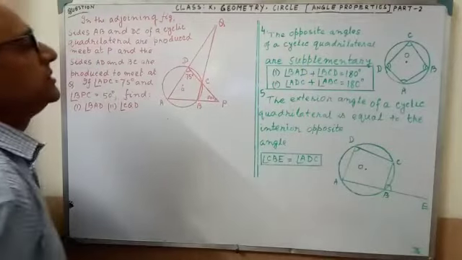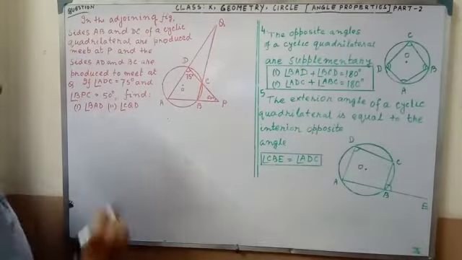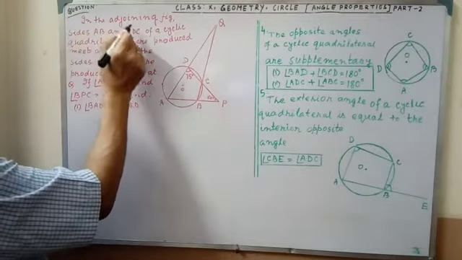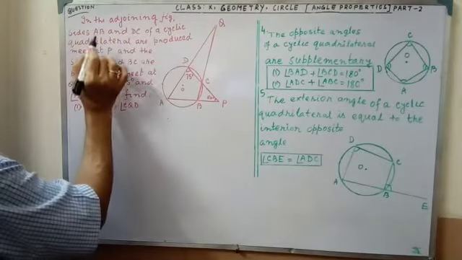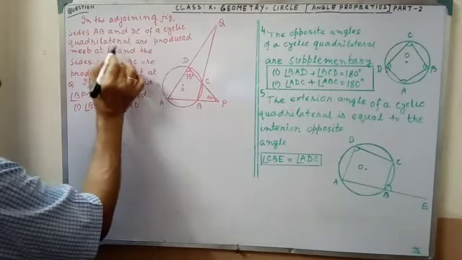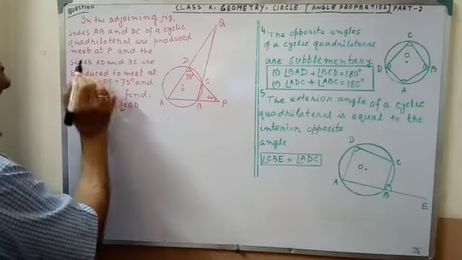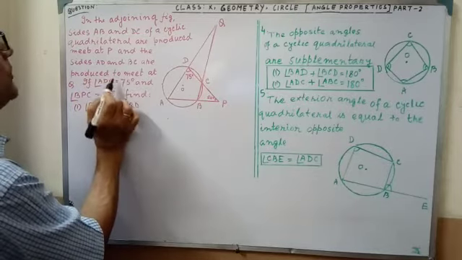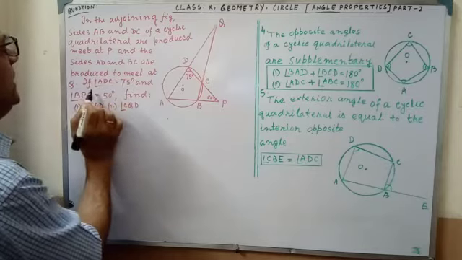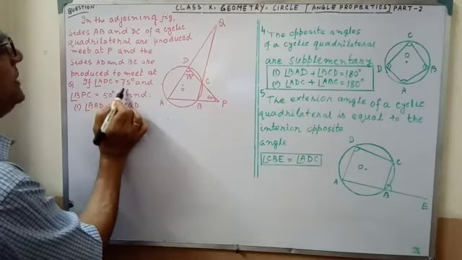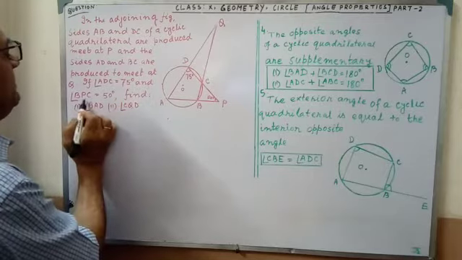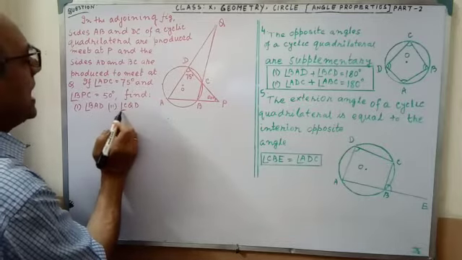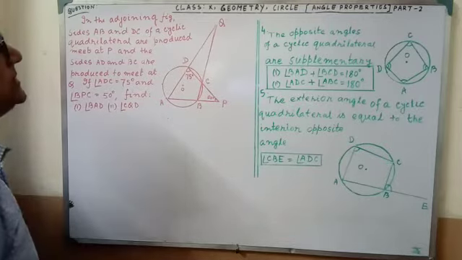On the basis of this theorem, one sum I am giving here, you must follow. In the adjoining figure, sides AB and DC of a cyclic quadrilateral are produced to meet at P, and the sides AD and BC are produced to meet at Q. If angle ADC equals 75 degrees and angle BPC equals 50 degrees, find angle BAD and angle CQD.